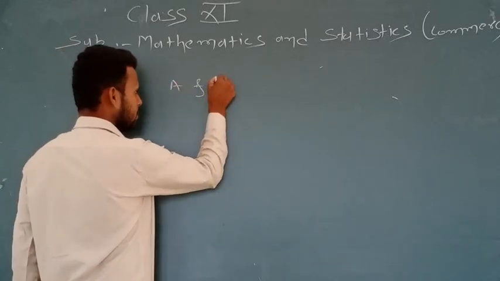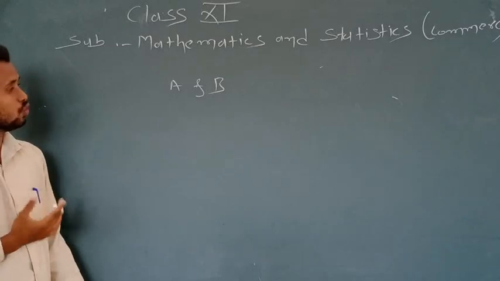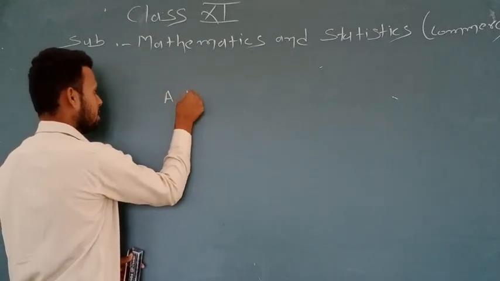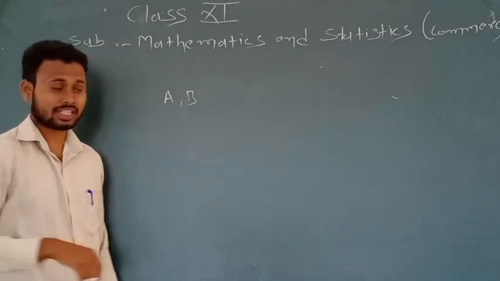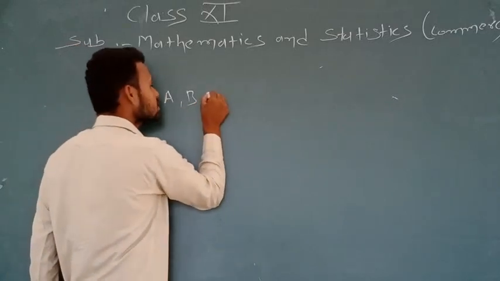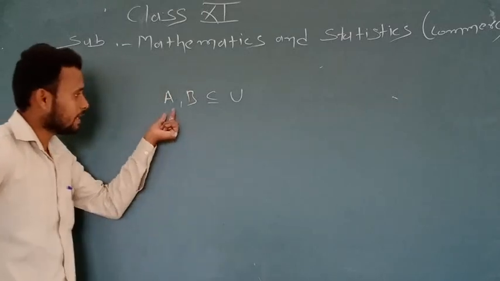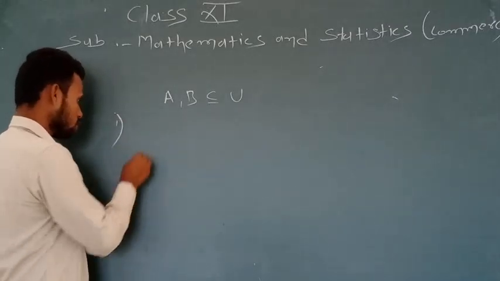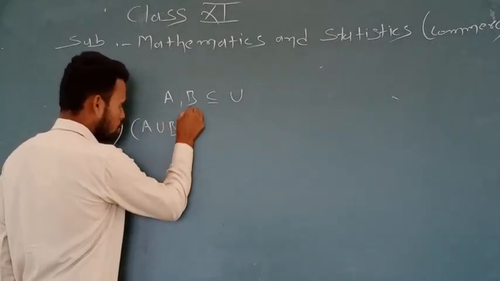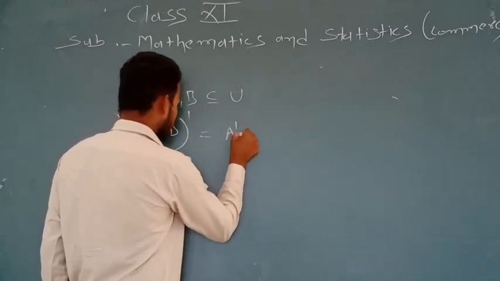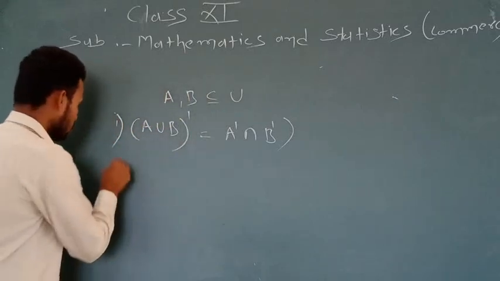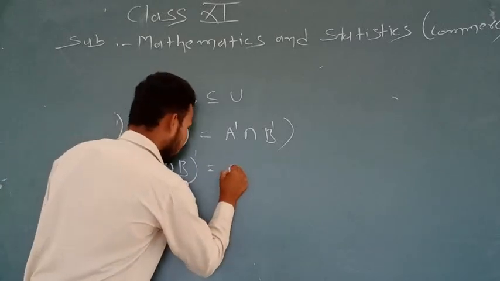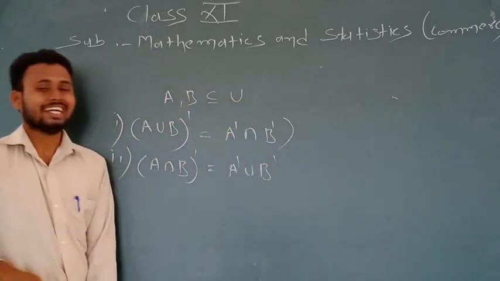A and B, any two subsets of a universal set U. The condition is that A and B are any two subsets of a universal set U. Then De Morgan's law, first: the complement of (A union B) is equal to A complement intersection B complement. And second: the complement of (A intersection B) is equal to A complement union B complement. That we call De Morgan's law.